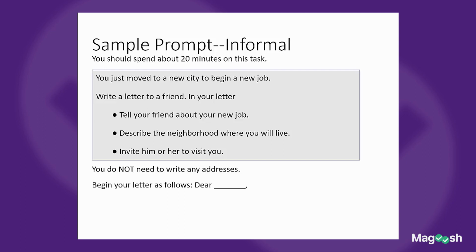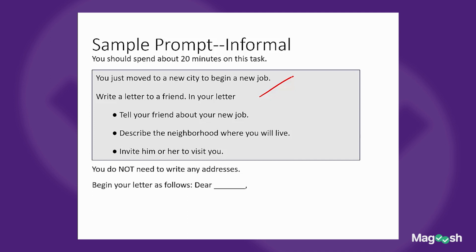So first here we have a sample informal Task 1 prompt. Let's look at it quickly. It says, you just moved to a new city to begin a new job. Write a letter to a friend. In your letter, tell your friend about your new job, describe the neighborhood where you will live, and invite him or her to visit you. All right, now, how do we know this is an informal letter?